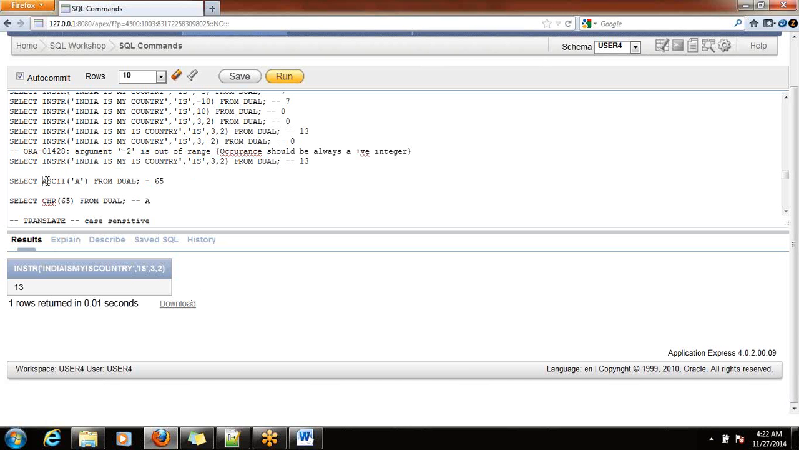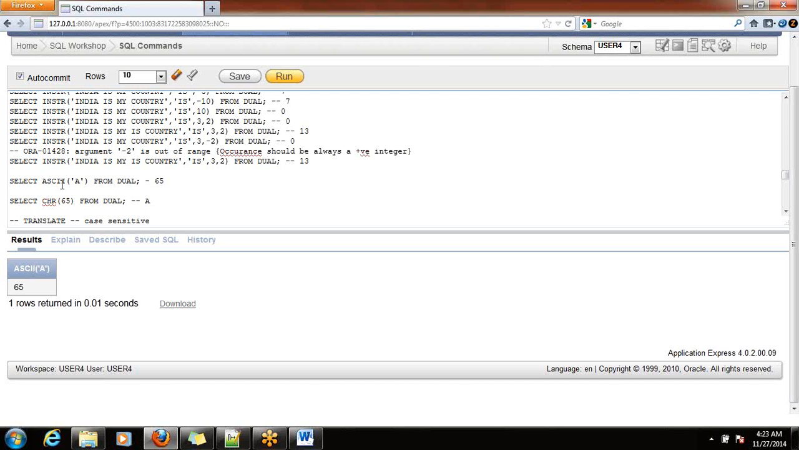Now, ASCII value. Every character present on the keyboard has its equivalent ASCII value. So the ASCII value of capital A is 65, as you can see. We get the ASCII value by using the ASCII function. ASCII stands for American Standard Code for Information Interchange.